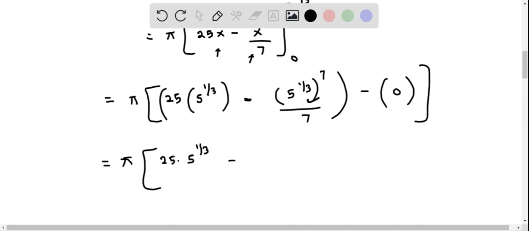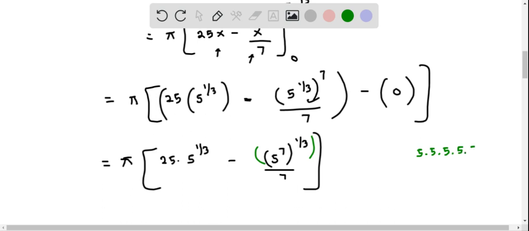And now this can be written as 5 raised to the power of 7, raised to the power of 1 third, and this is divided by 7. Now let's evaluate this expression. This is basically 5 power 7, which is 5 multiplied with itself 7 times. So I am putting 7 fives. And then we take the power of 1 by 3, which is basically a cube root. So we are finding the cube root of 5 power 7.